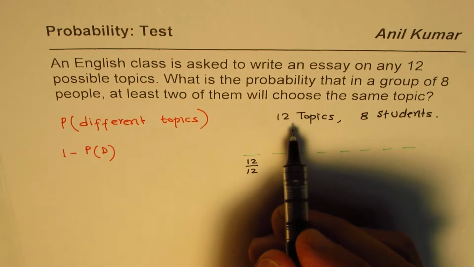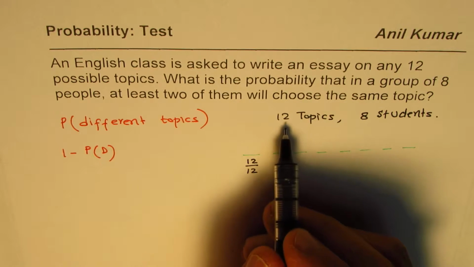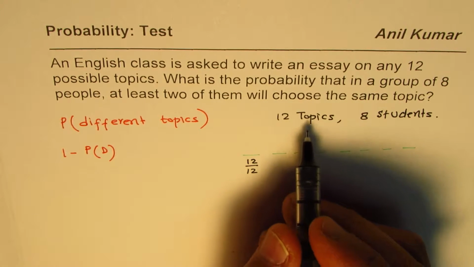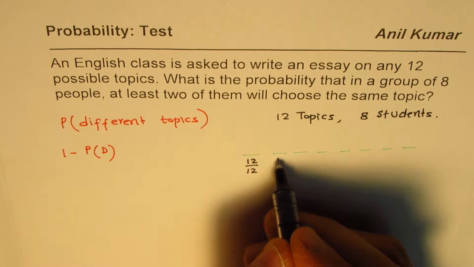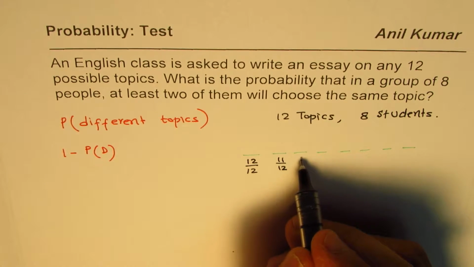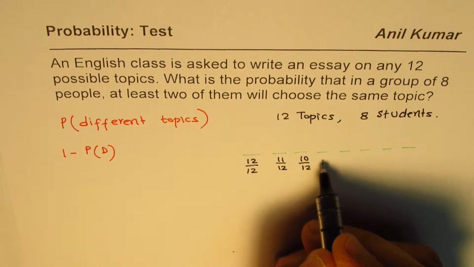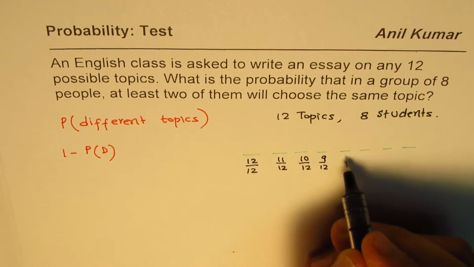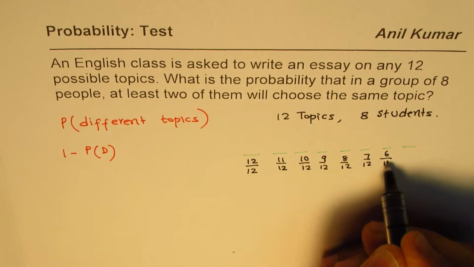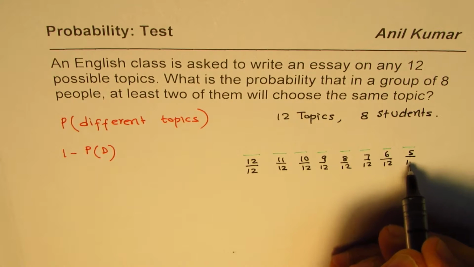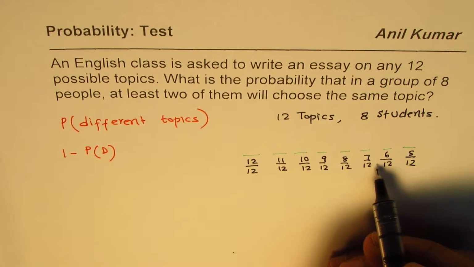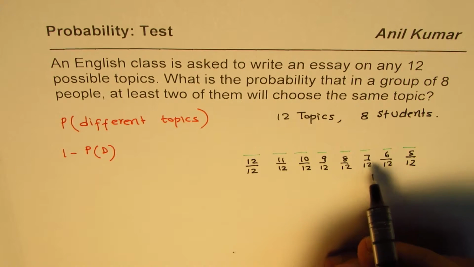Now out of these 12 topics, the first student has taken one topic, so we are left with 11. So that they do not duplicate it, we have one less choice, so it'll be 11 over 12. And for the next student, one less, since 2 have been picked up, 10 over 12. Then we have 9 over 12, 8 over 12, 7 over 12, 6 over 12, and ultimately 5 over 12. So these are all the probabilities of each student selecting a topic which is not repeated.